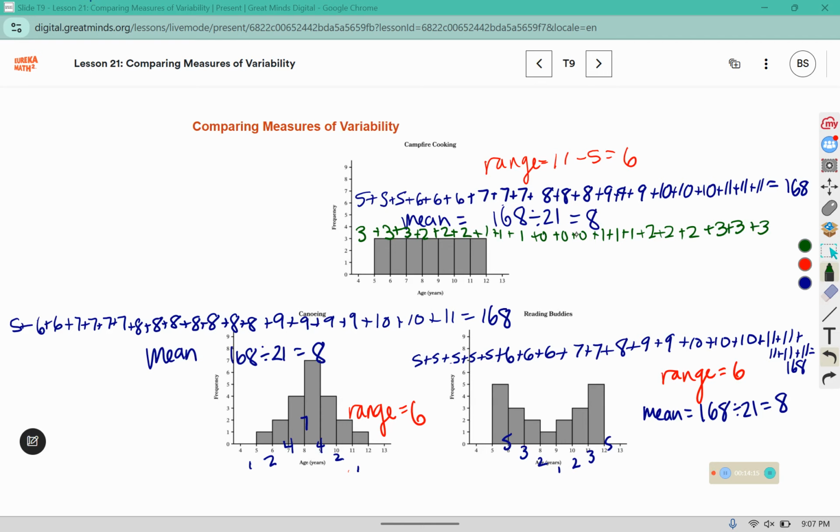Now we need to add all those up and divide by 21. That sum is 36. So the mean absolute deviation would be 36 divided by 21, which rounds to 1.71.